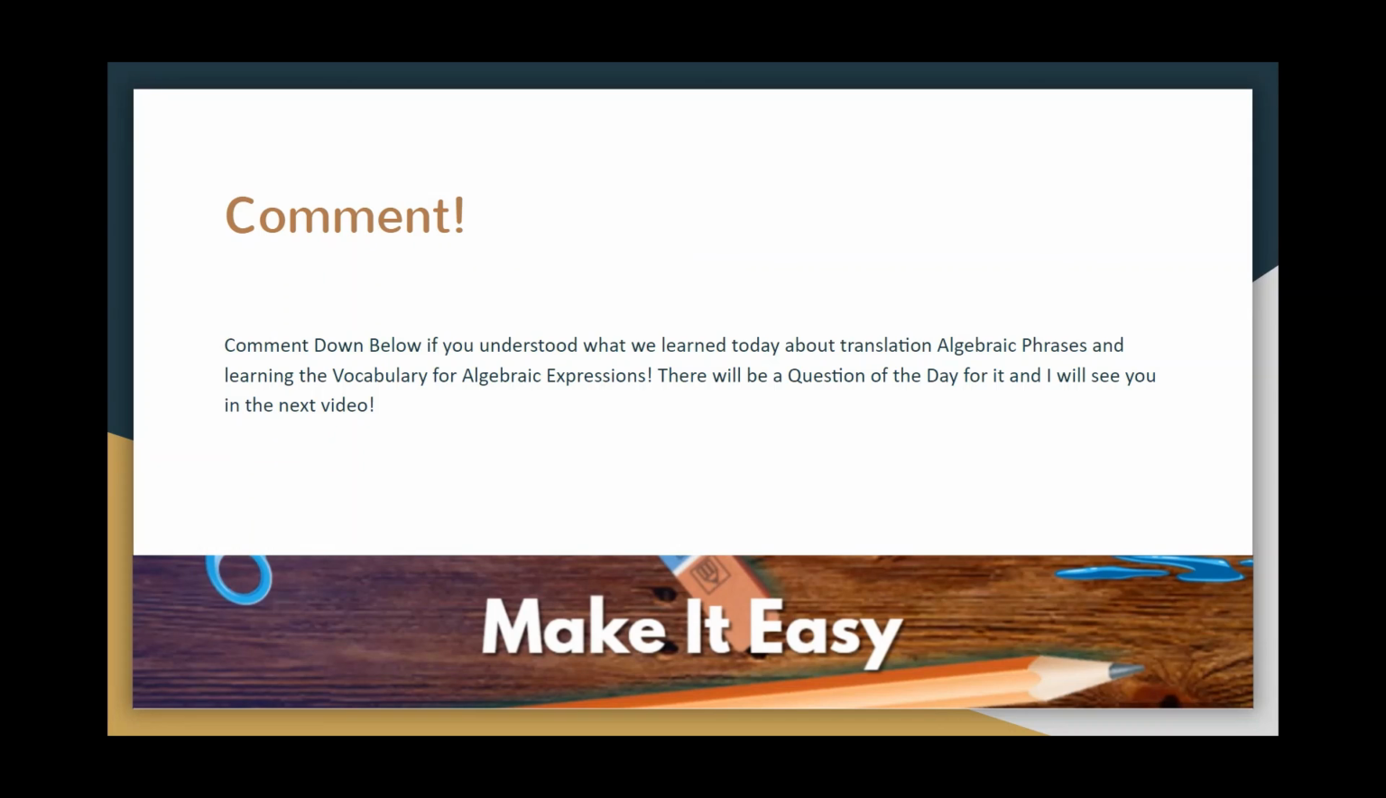So those were some of the vocabulary that we just had to review if you are going to solve algebraic expressions.